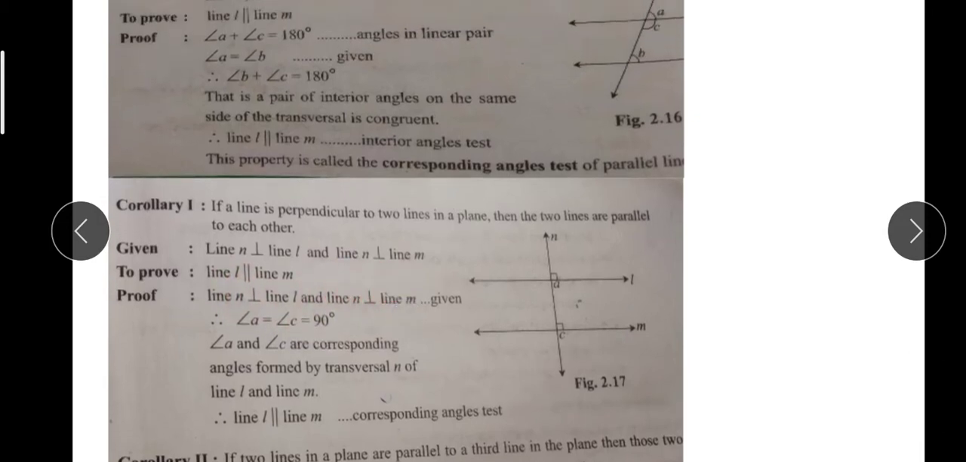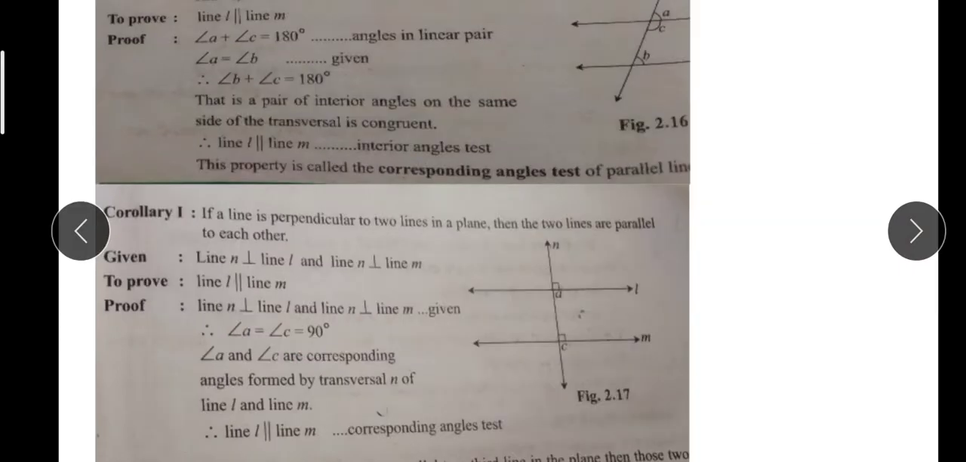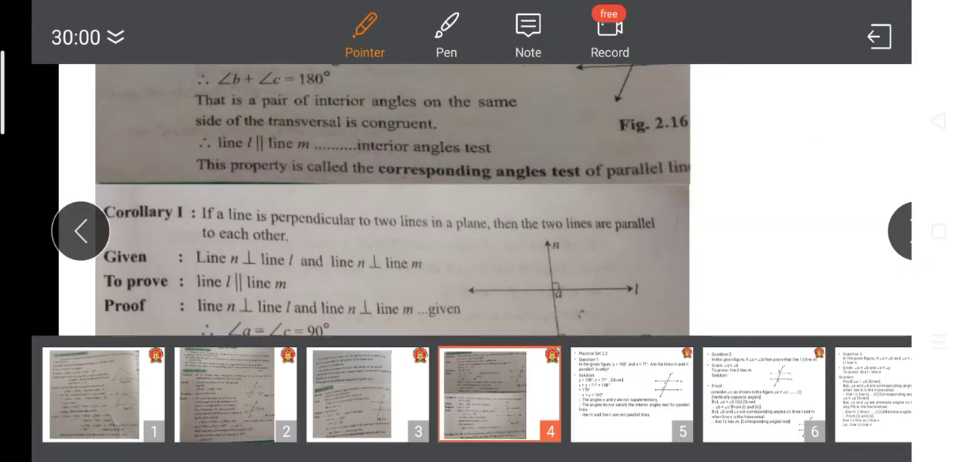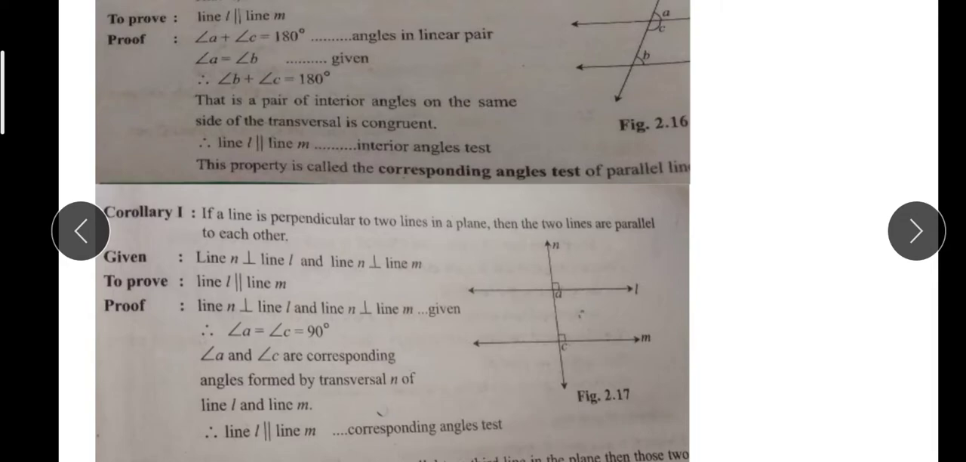Now the second thing, this is a corollary. Corollary means what? This is not a main theorem, it means this is a small theorem which we can prove by using any main theorem. If a line is perpendicular to two lines in a plane, now this line N is perpendicular to the two lines L and M, then these two lines are parallel to each other. We have to prove that these lines are parallel to each other.